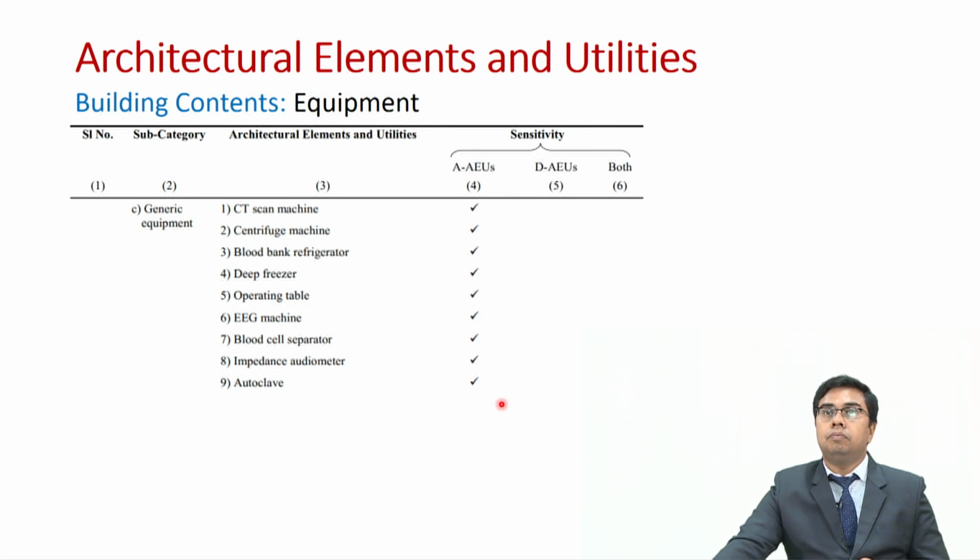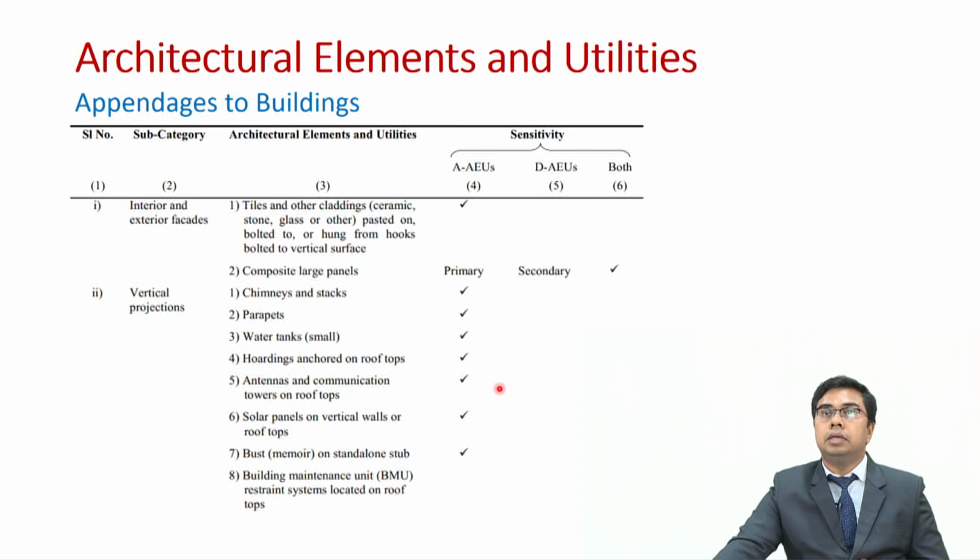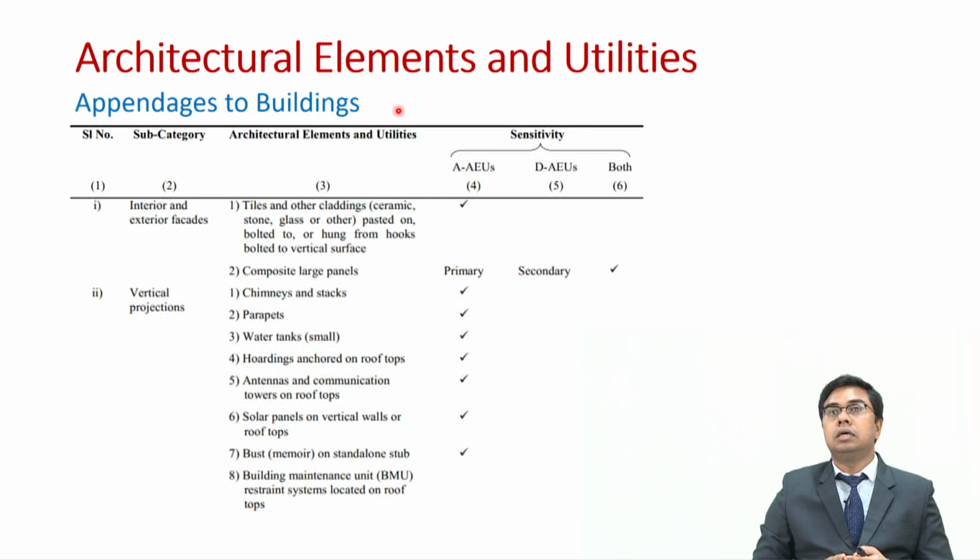Now, once we have looked into building contents, let us look into appendages to buildings. What are appendages to buildings? You might recall these are the projections which are connected to the exterior surface of the building, to the walls, to the roof, etc. So, you can have interior and exterior facade which will include tiles and other cladding including ceramic, stone, glass or any other. You can have all these claddings hung from hooks or something, but they will be rigidly connected to the surface. So, they will be classified as acceleration sensitive AEUs.